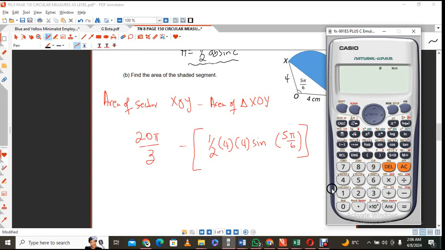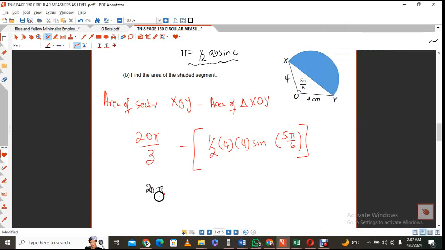Okay. Now, if I just had to do the ones in the bracket, that's going to be a half, then 4 times 4, well, 4 times 4 is 16, times the sine of 5 pi over 6. The reason why, because the angle here is in radians and not degrees. So that gives you 4. So this over here is 20 pi over 3 minus 4.